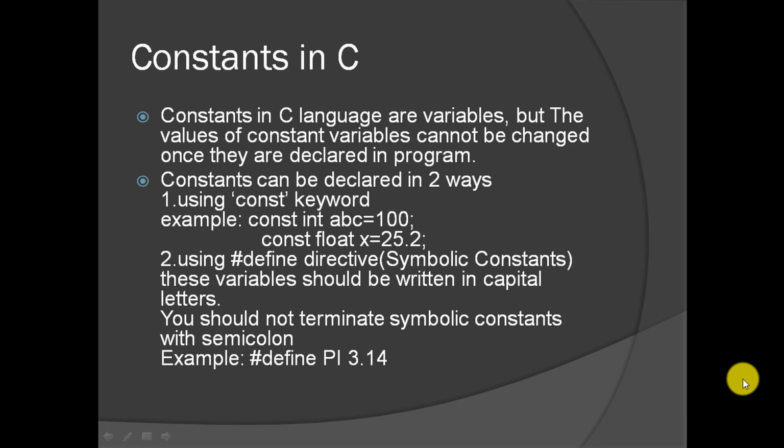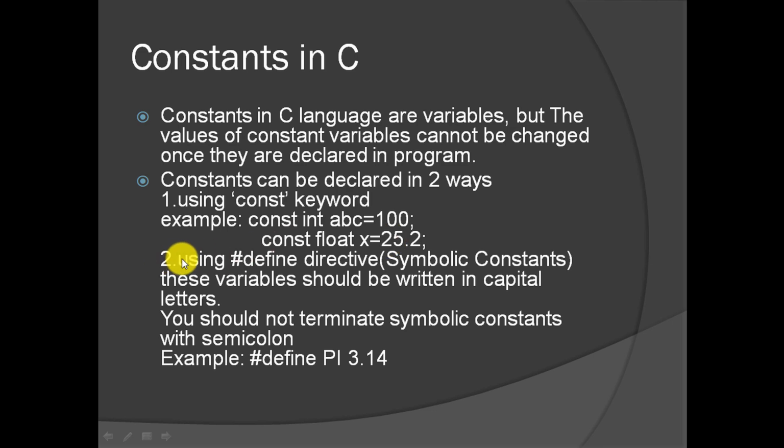Let us see how we can declare constants in C language. We have two different ways. The first one is using const keyword. With the help of a keyword called const, we can declare the constants in C language. So example, const int abc = 100. This 100 we cannot change later onwards. And second one is const float x = 25.2, and this value cannot be changed later. Once it is fixed, that is written in rock, we cannot change it.